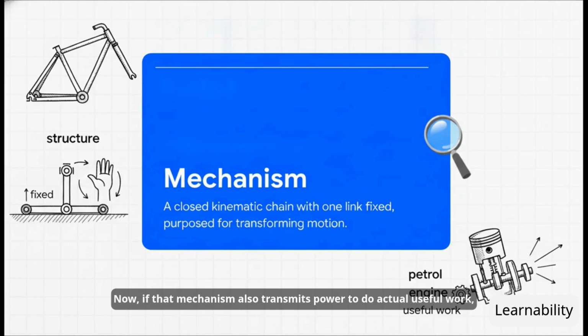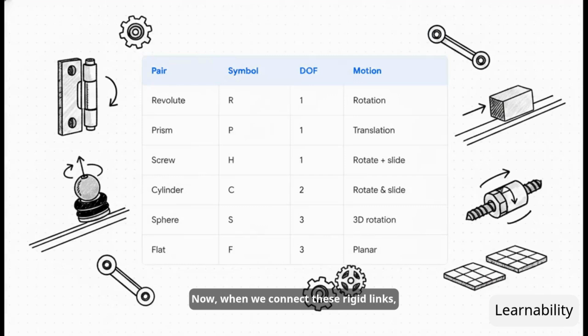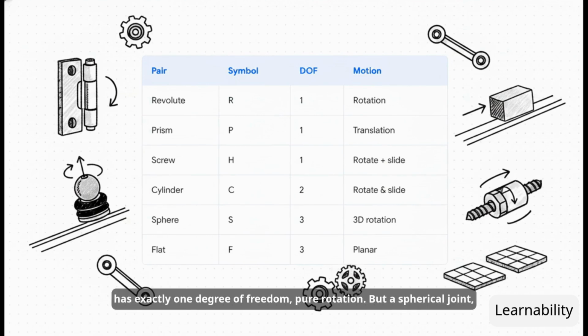Now, if that mechanism also transmits power to do actual useful work, that's a machine, like the gas engine sitting inside your car. Now, when we connect these rigid links, we use what are called kinematic pairs, or just joints. Think of these as the fundamental cells of our mechanisms. We categorize them by their degrees of freedom, or DOF. A revolute joint, like a basic door hinge, has exactly 1 degree of freedom, pure rotation. But a spherical joint, like the ball and socket in your shoulder or a car's suspension, gives you 3 degrees of freedom. And honestly, the specific joints you pick will completely dictate how your mechanism eventually moves.